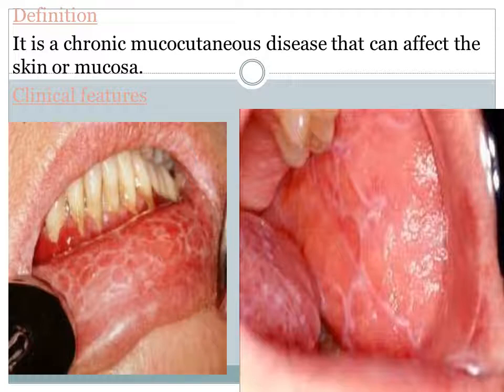Clinical features. The most commonly involved sites are buccal mucosa, gingiva, and lateral border of the tongue. The prevalence of oral lichen planus is between 0.1% and 0.2%. It occurs in middle-aged adults with female predilection. Symptoms: burning sensation of oral mucosa, radiating white lacy patches, swollen tissues, or open sores.